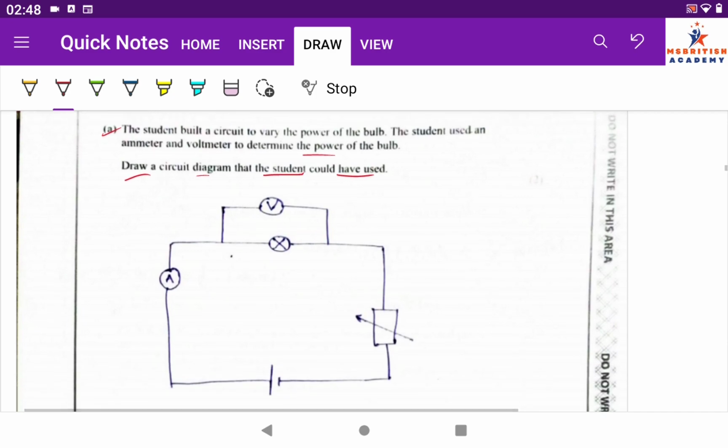So we know the voltmeter is always connected in parallel to the component. So if this is the bulb, the voltmeter will be connected in parallel to the bulb, and the ammeter is always connected in series to the component. Okay, we will discuss this later. And here the voltage source or battery is used.